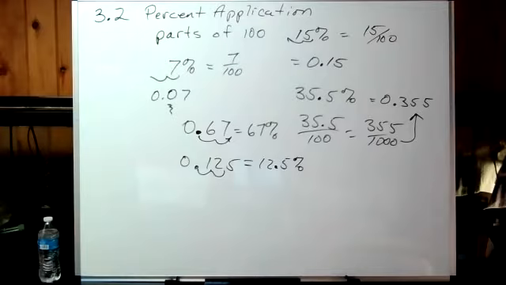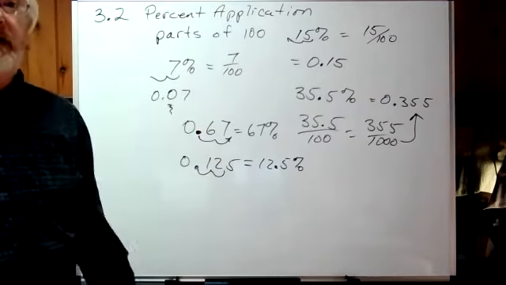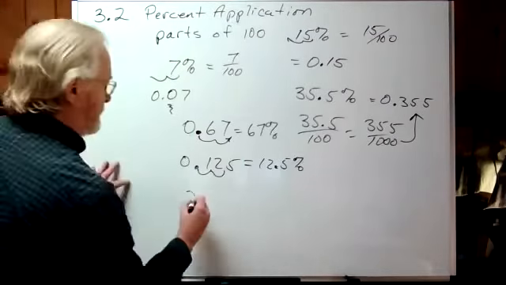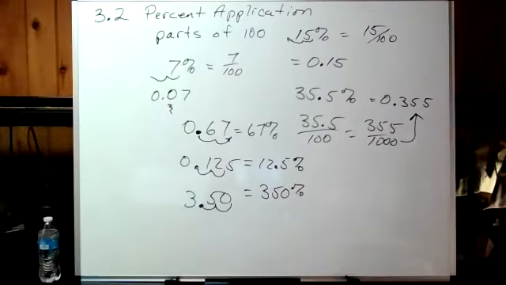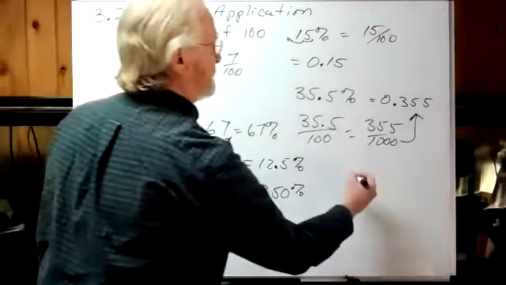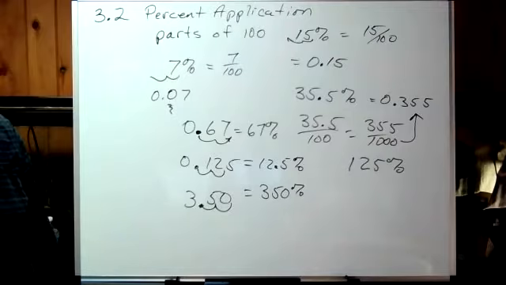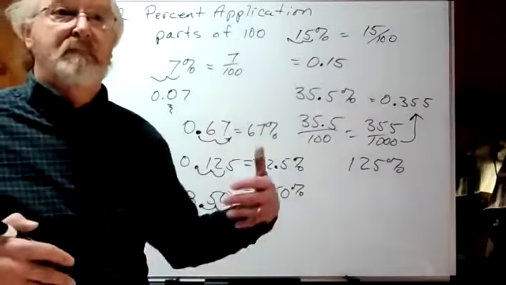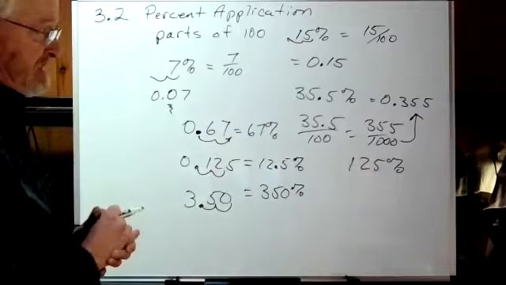All right. Haven't done one of these yet, but what if we're talking about something greater than 1, right? 3.5. I'm still going to move it over 2 places, right? 350%. Or how about one of these over here if I had 125%, what's the decimal equivalent of 125%? Anytime you get over 100, it means you've got 1 point something, or you got more than 1, right?